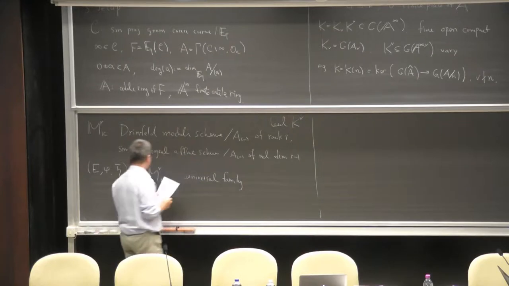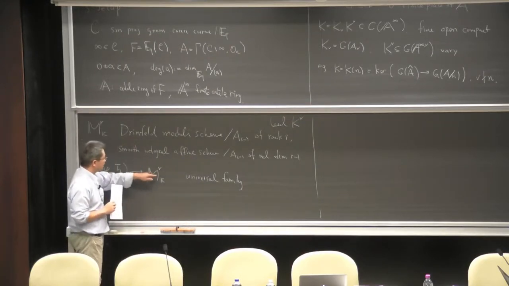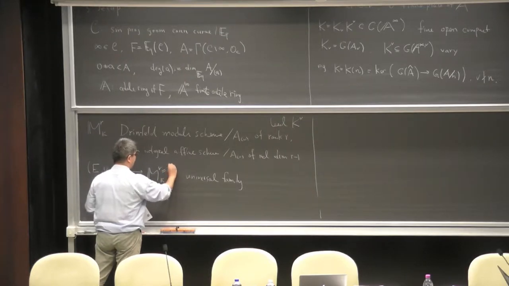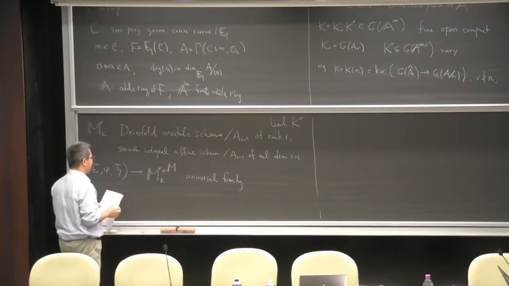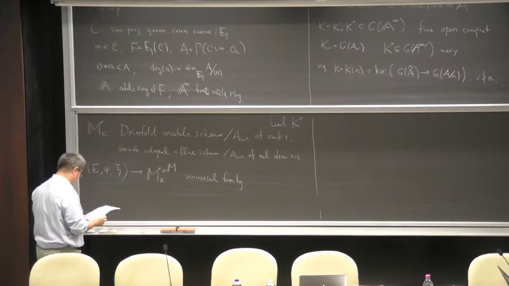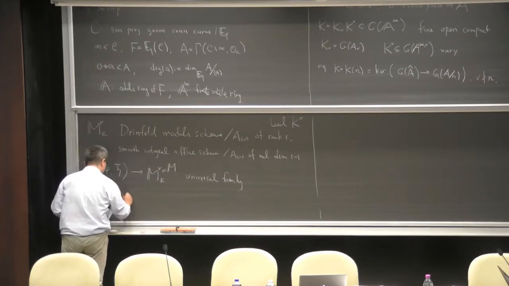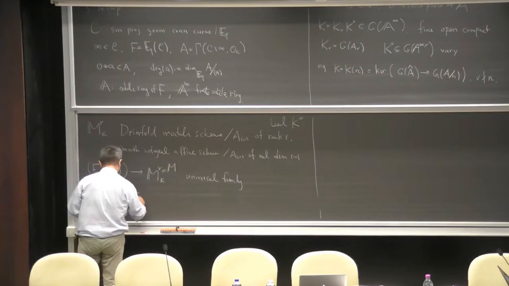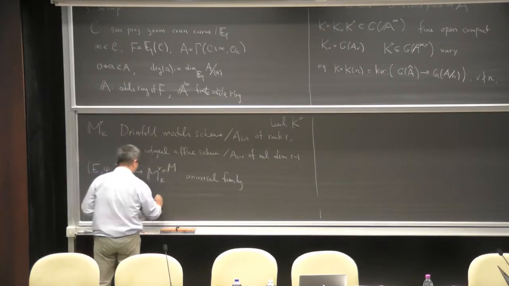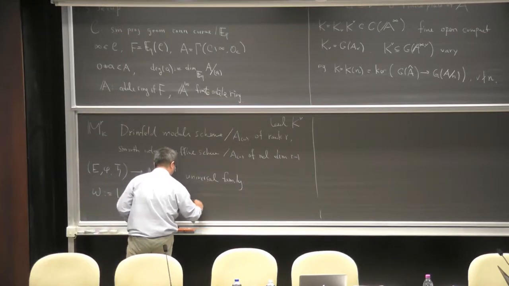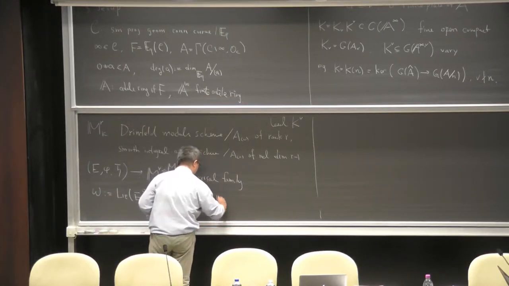In this talk, several times we fix r and K. If I don't write r and K, it means they are already fixed. The relative algebra of the universal family is an ample sheaf.